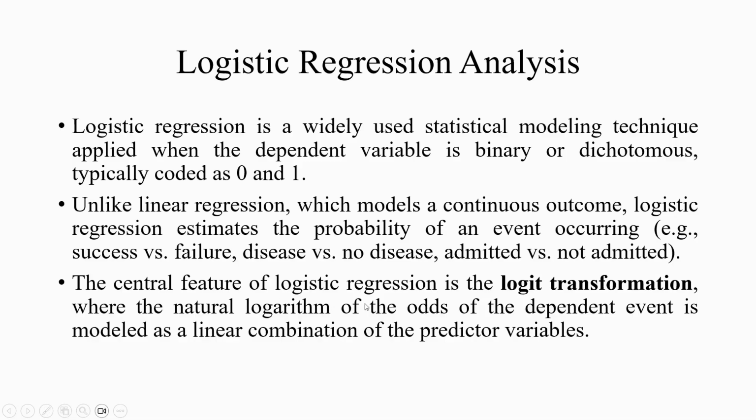The central feature of logistic regression is the logit transformation, where the natural logarithm of the odds of the dependent event, remember, odds of the dependent event, is modeled as a linear combination of the predictor variables. The predictor variables are the independent variables.